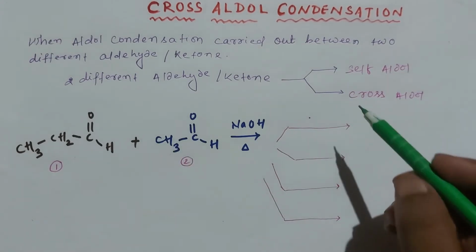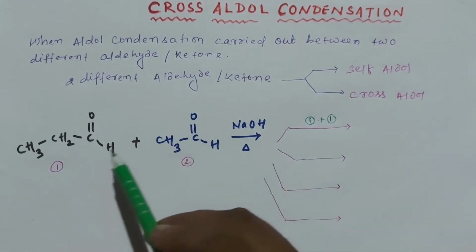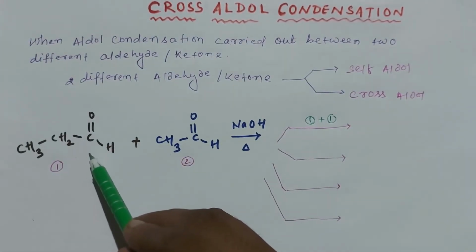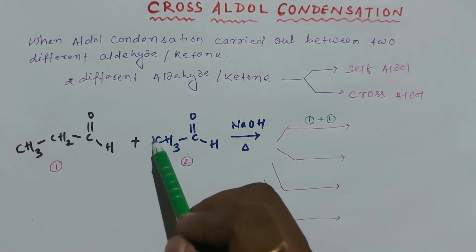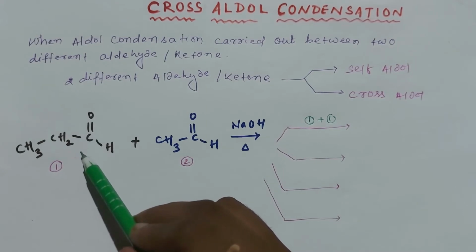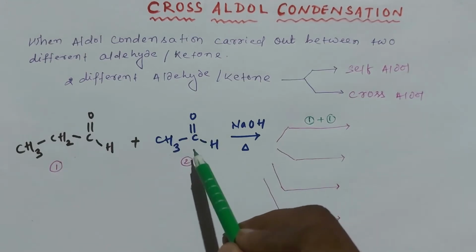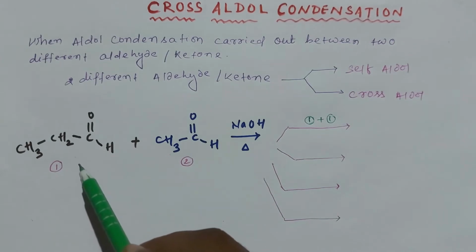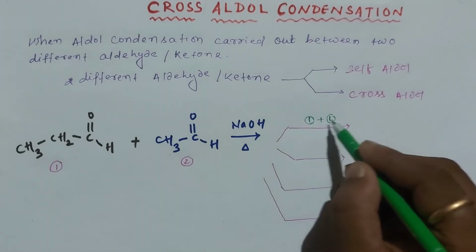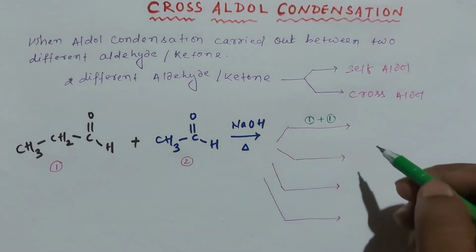So what will be the product? I am taking first with first, that is the same type. Propanaldehyde reacts with propanaldehyde. We are taking this mixture in a solution, so there is a chance of a self product. There are many molecules of propanaldehyde and many molecules of acetaldehyde also, so there is a chance of reaction between the same reactant. If propanaldehyde reacts with propanaldehyde, it will form a product like this.